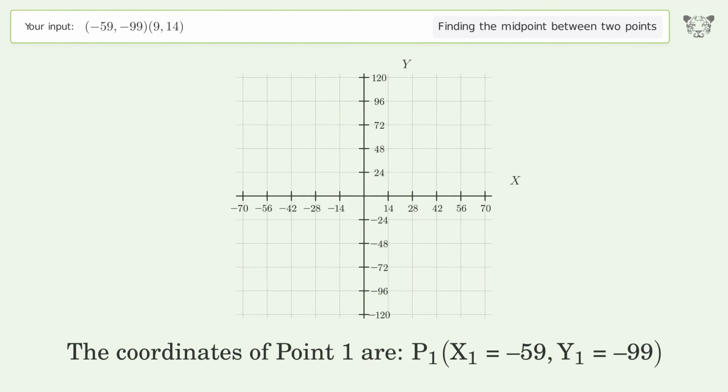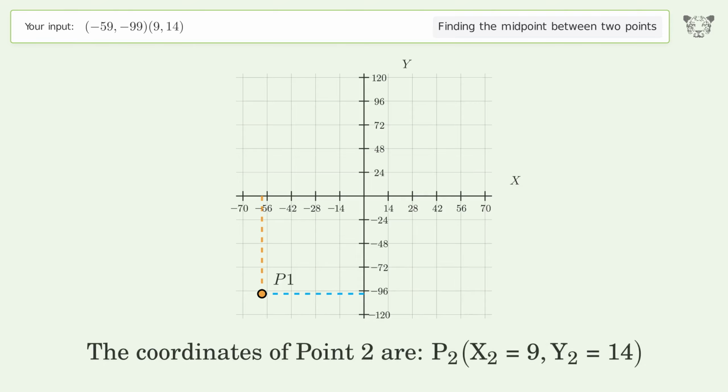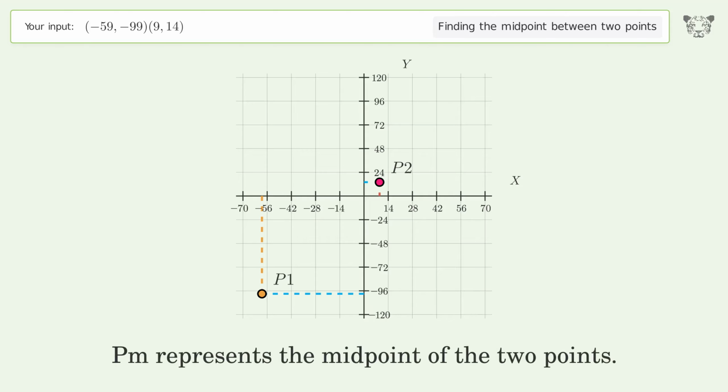The coordinates of point 1 are, x1 equals -59, y1 equals -99. The coordinates of point 2 are, x2 equals 9, y2 equals 14. PM represents the midpoint of the 2 points.